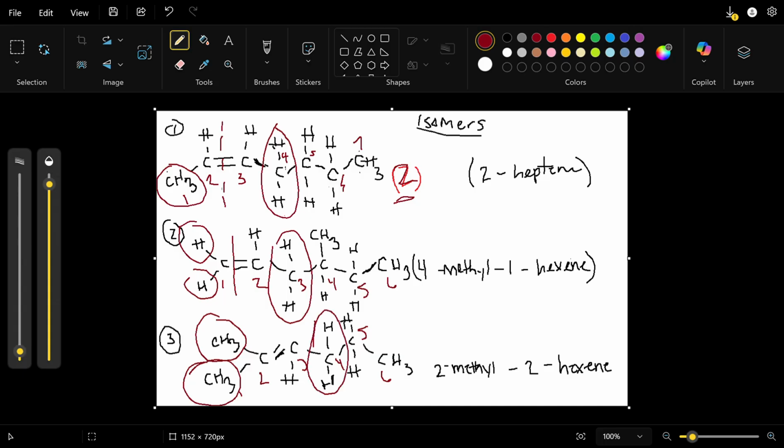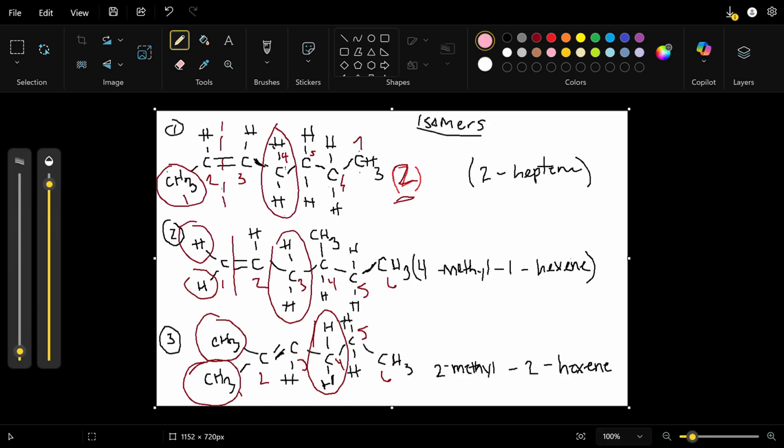When it comes to ranking in increasing order of stability, you have to pay attention to the number of substituents. I always believed and understood that the more substituents on the alkene, or the double bond, the more stable it is.